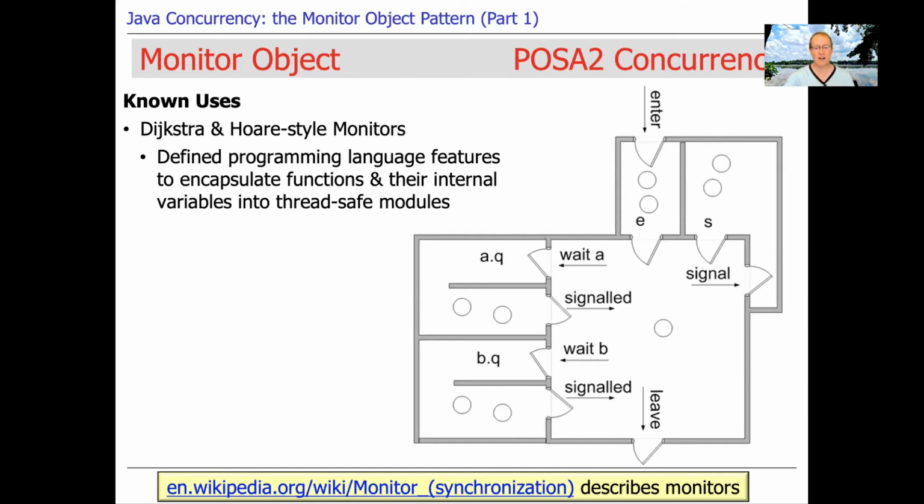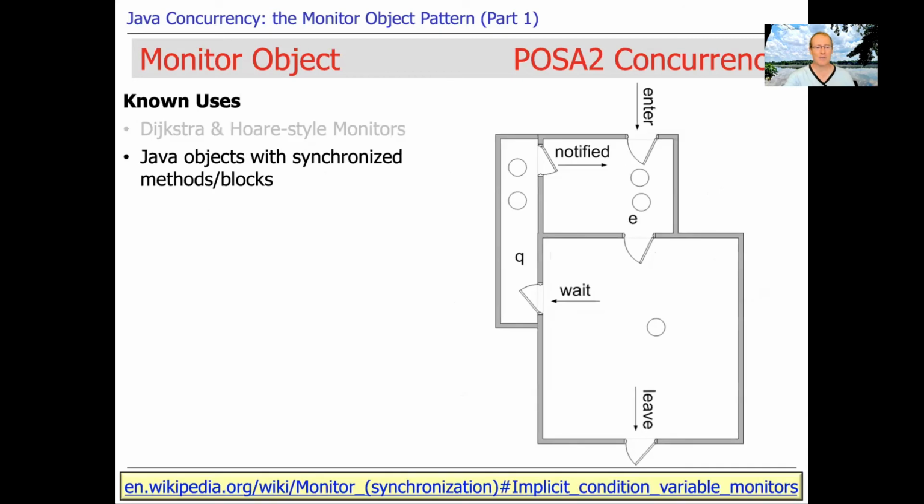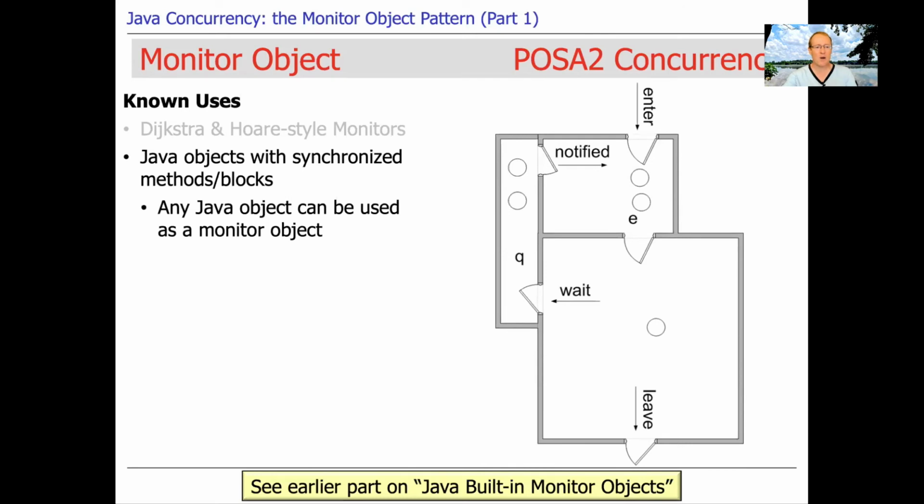And there's lots of cool variants of that described in that link. We, of course, have seen Java objects with synchronized methods and blocks. So this is actually captured in the Wikipedia page on the monitor objects in terms of something called implicit condition variable monitors, which is what you get with the built-in Java monitor objects. And then if you want to go further, you have to use the reentrant locks and condition objects in some other way. Any Java object can be used as a monitor object.